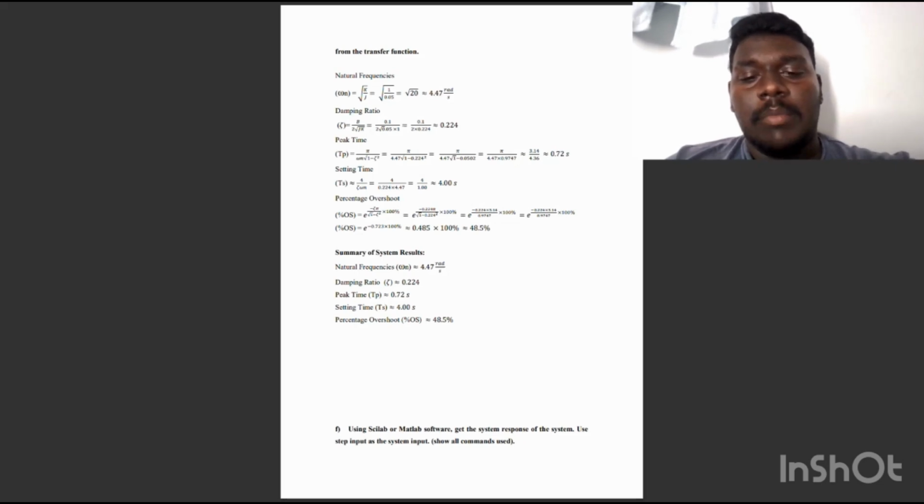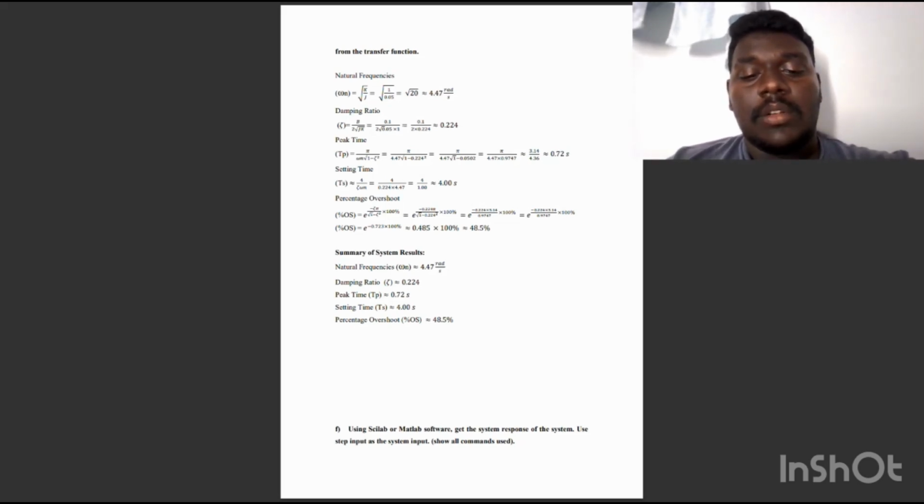Moving on to the peak time, Tp, it is approximately 0.72 seconds. This is the time it takes for the system to reach its maximum value after being disturbed. The settling time, Ts, which is the time required for the system to settle within a certain percentage of its final value, is roughly 4 seconds. Lastly, we have the percentage overshoot, which is about 48.5%.